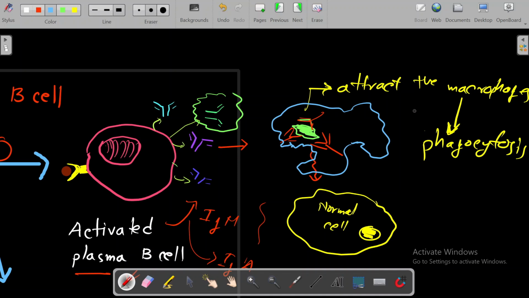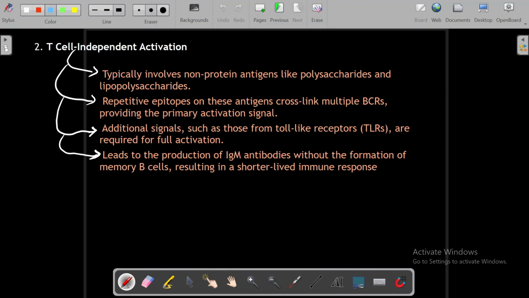And another thing also happens: after the antibody and pathogen binding, it also stimulates the complement system of our body. Okay, this is the whole process of the T cell dependent activation. And now let's see the T cell independent activation.